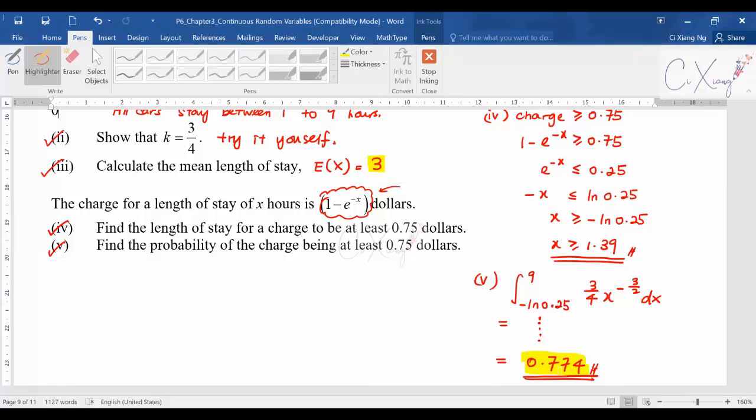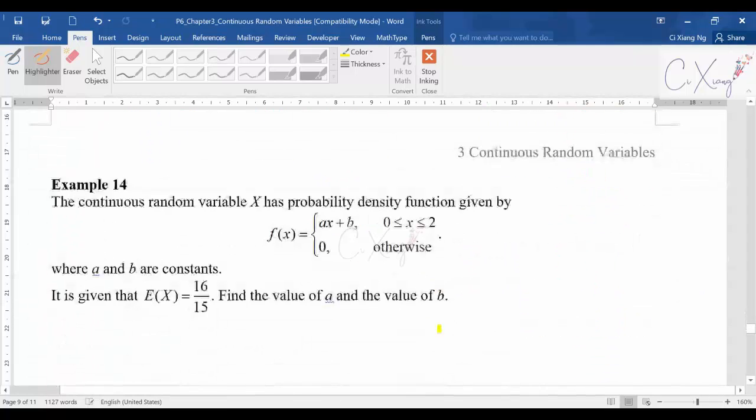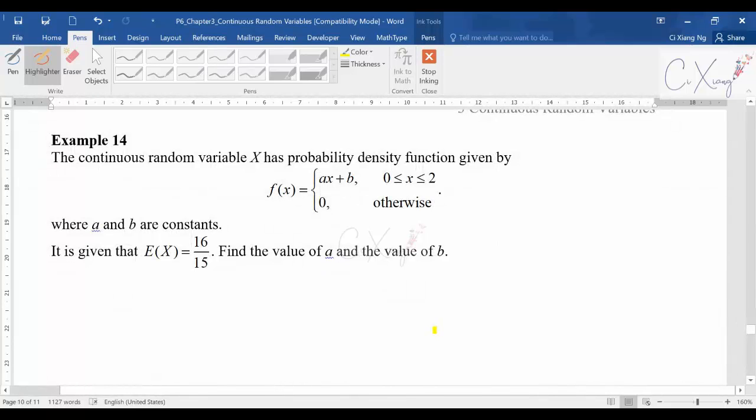Okay, so continue to example 14. For example 14, this question itself is not hard also. First, they give the continuous random variable like this, and you have two unknowns here, a and b, and x is between 0 until 2. They give you the information that E(X) is equal to 16 over 15. They want you to find the value of a, and also the value of b.